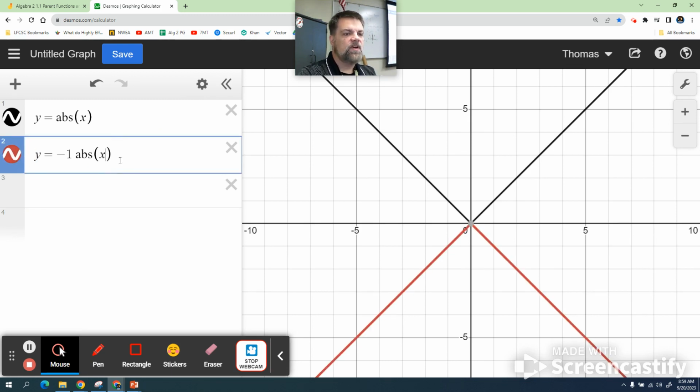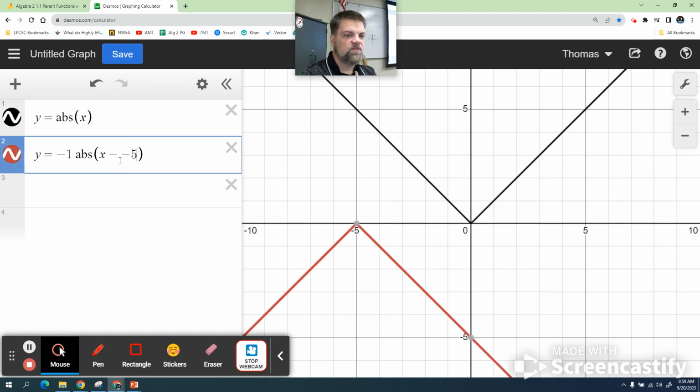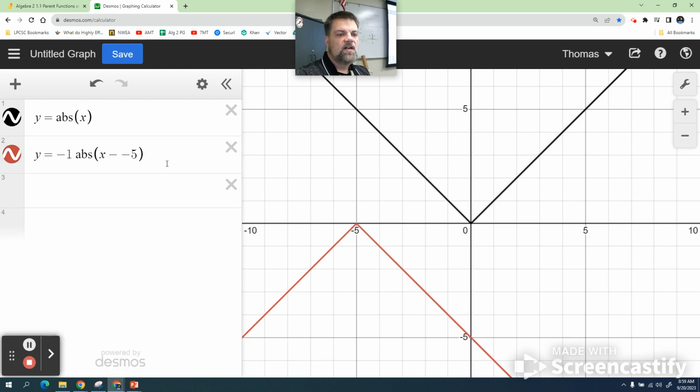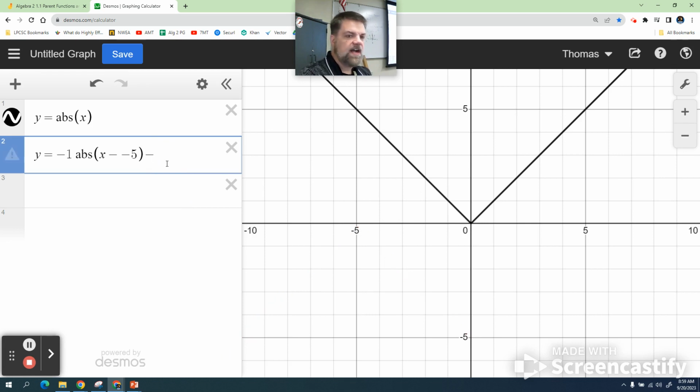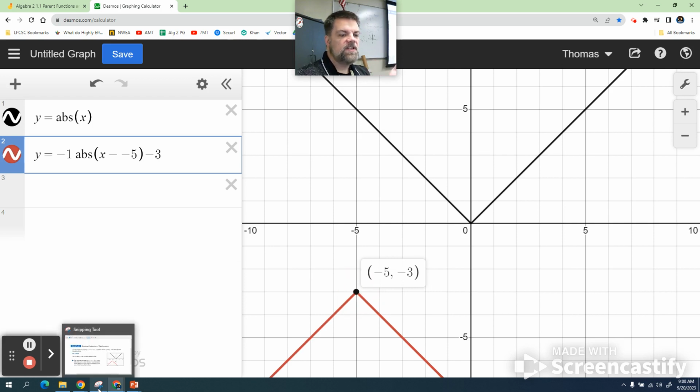So now inside the parentheses, my formula is minus, and I'm going to see if Desmos will do this. Yeah, minus 5, right? Which is the same as adding 5. That moved it 5 units to the left. Right? It was here, now it's 1, 2, 3, 4, 5. Then if I go on the outside and I subtract 3, it moves it down 3 units. Okay? And that's all we did.